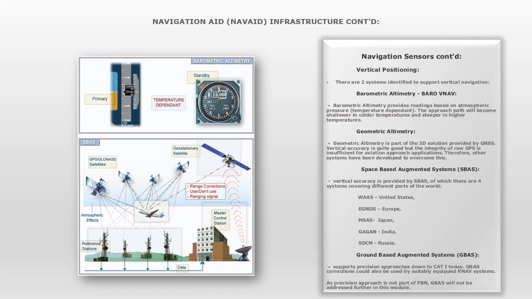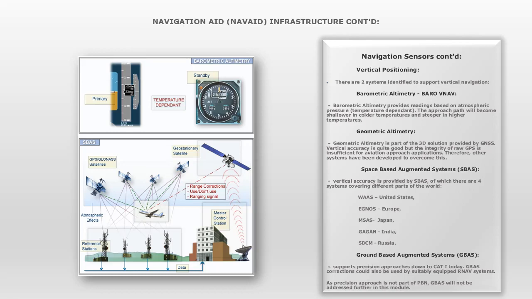Space-based augmented systems, SBAS. Vertical accuracy is provided by SBAS, of which there are 5 systems covering different parts of the world: WAAS, United States; EGNOS, Europe; MSAS, Japan; GAGAN, India; SDCM, Russia.